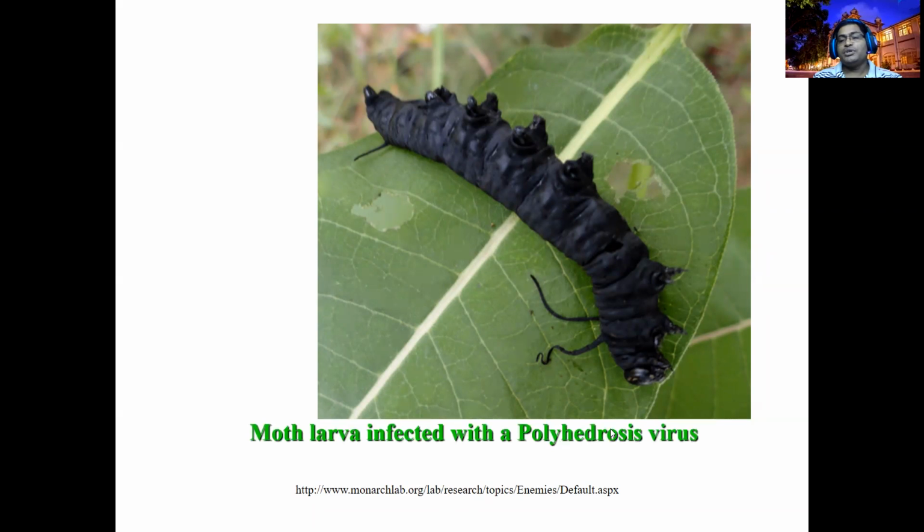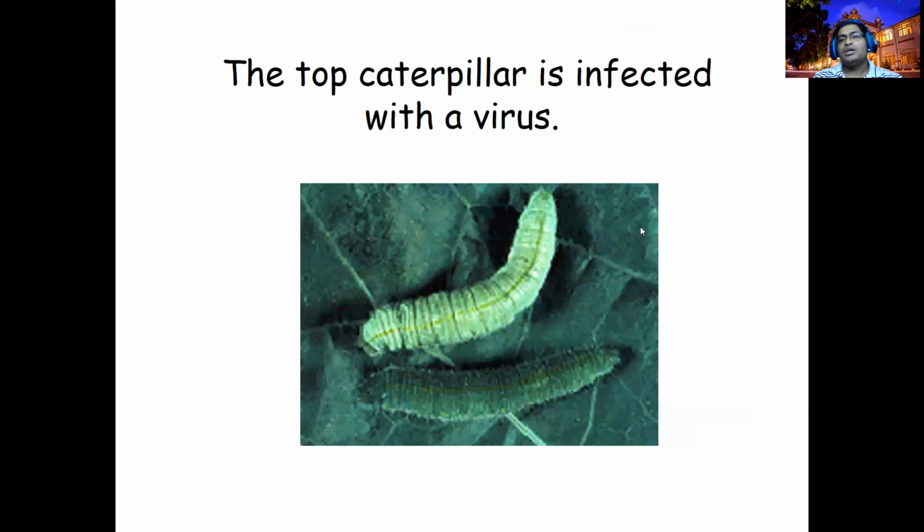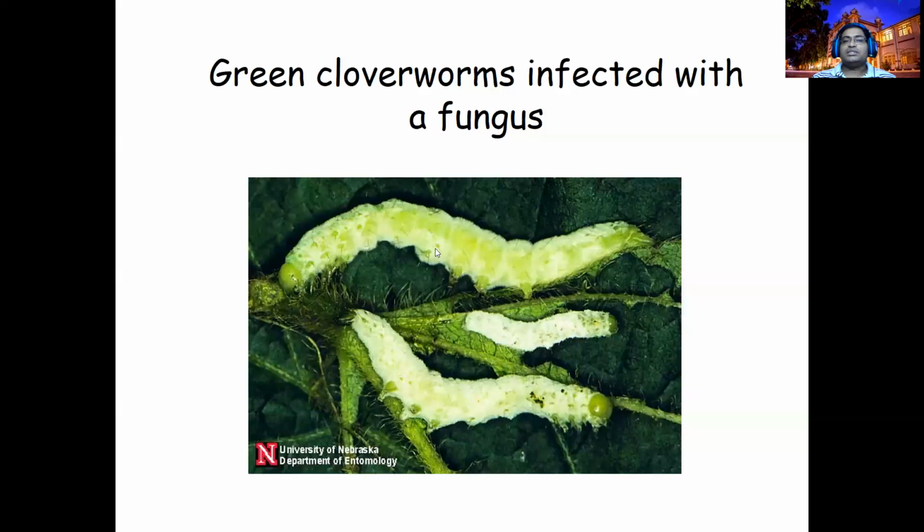Oh, this is polyhedrosis virus, a moth larva infected with the polyhedrosis virus, you see. And these top caterpillars, right? So top caterpillars infected with the virus, you see healthy and infected. The color will be changed, right? So sometimes this insect will not move. It will become lethargic. If the larva is infected with bacteria, it will vomit, right? It will vomit. So these are the indicators.